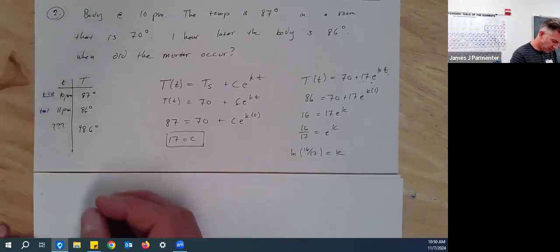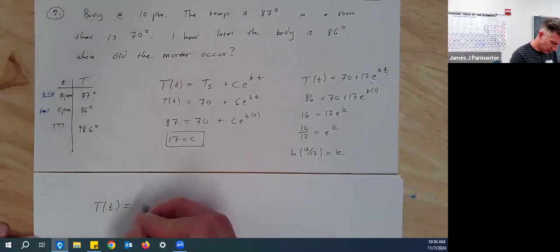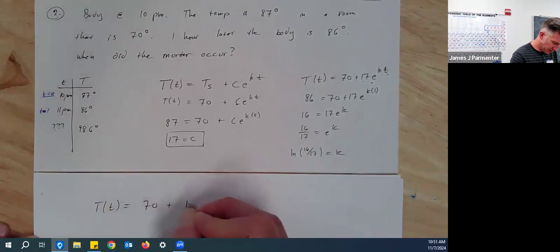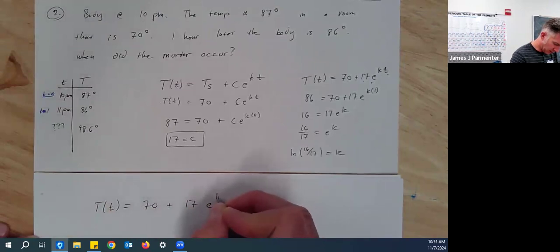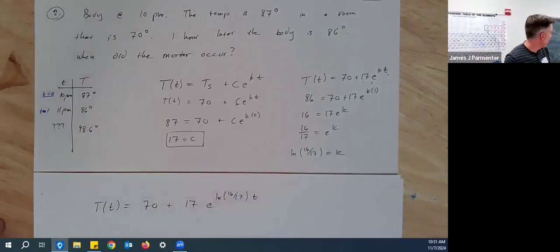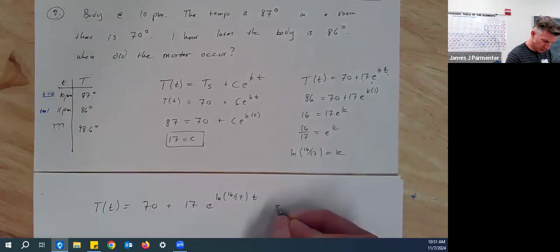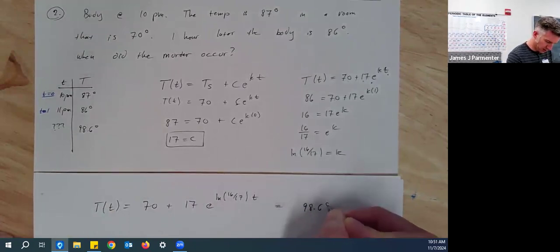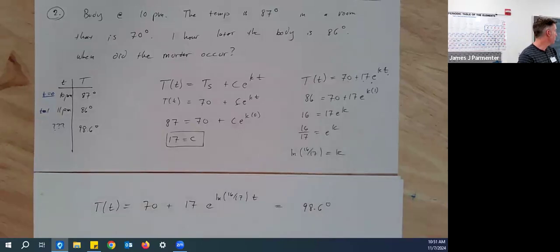So now we've got our fully fledged model. The temperature at time t is equal to 70 plus 17 e to the natural log of 16 over 17 times t. And now we're going to set that equal to the temperature of the body when it would have still been alive. So we're going to set that equal to 98.6 degrees and solve for t.